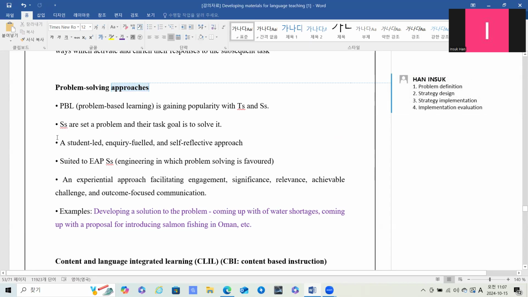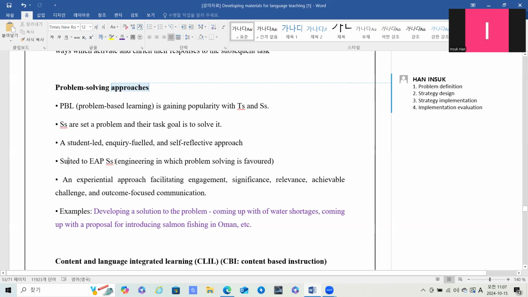Let's come back here. Students are set a problem and their task goal is to solve it. Sometimes teachers give a completed problem, but sometimes students themselves can organize their problem based on the guidelines given by the teacher. It is a student-led, inquiry-based, and self-reflective approach. So in PBL, teacher authority decreases and learner power, agency, and autonomy increase.